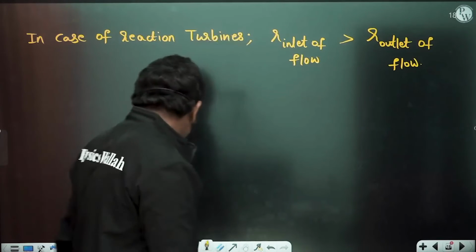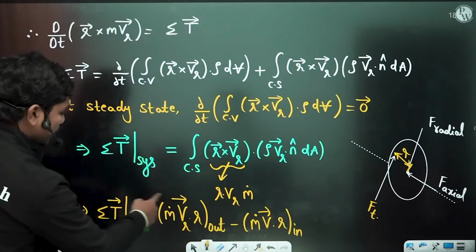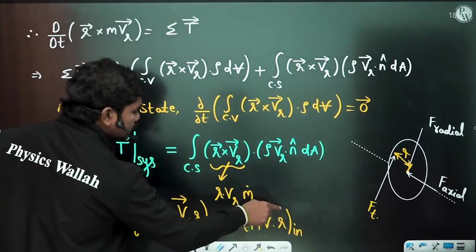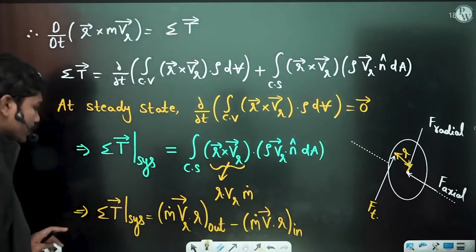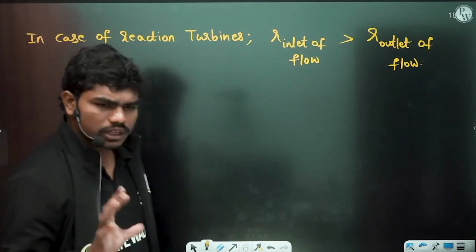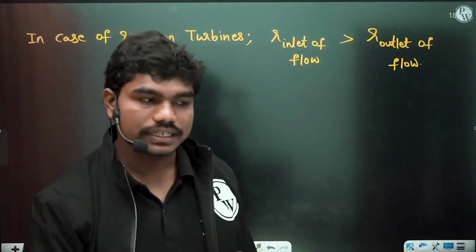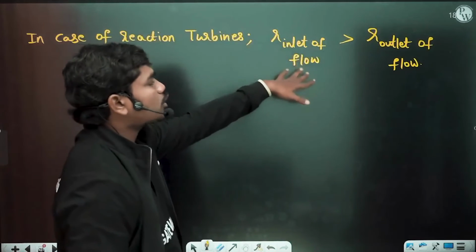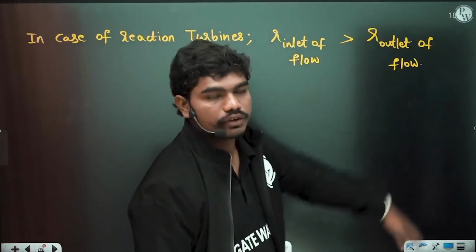Okay, now if this quantity has to be positive, net torque acting on the fluid should be positive, then this has to be a higher value and this has to be a lower value in that case. So that's why normally if you observe all these things, you will understand it in a better way physically outside. If you see, in case of turbines, the radius at inlet of flow should be greater than radius at outlet of the flow.